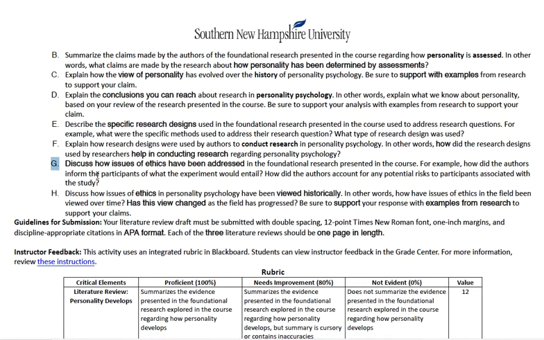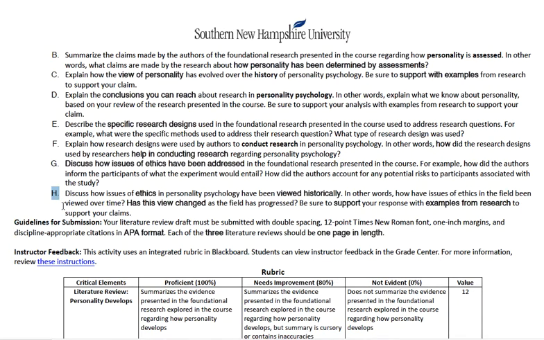G, discuss how issues of ethics have been addressed. So just for the articles that you're looking at, one by one, how did those researchers protect the participants? How did they address any ethical issues? How did they inform the participants? Did they debrief the participants? How did they protect the participants? So look for information related to that to identify how issues of ethics have been addressed.